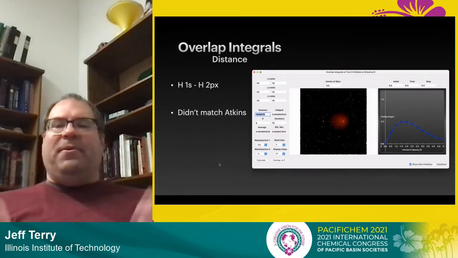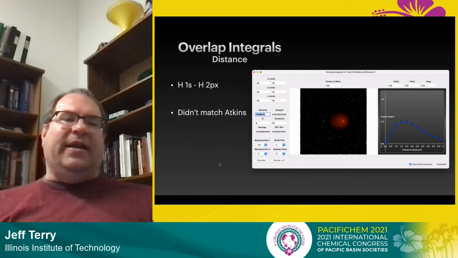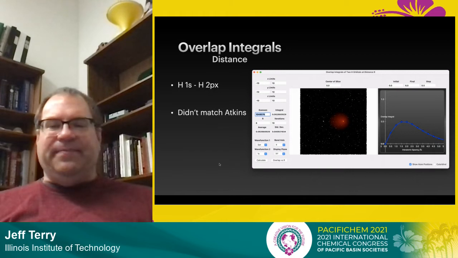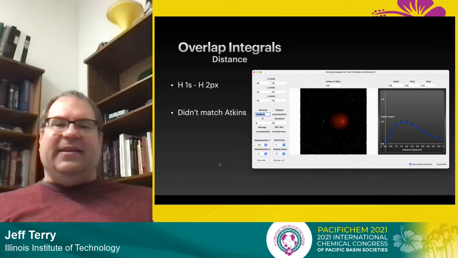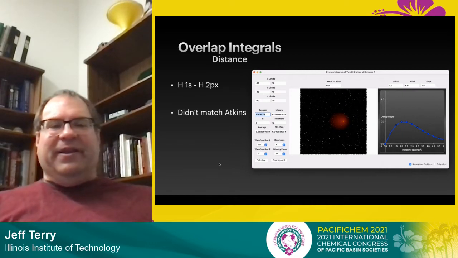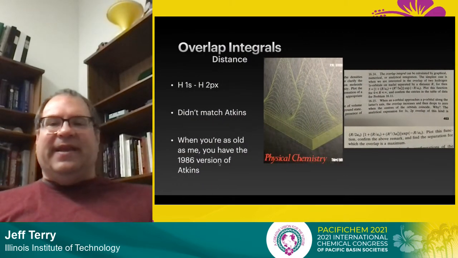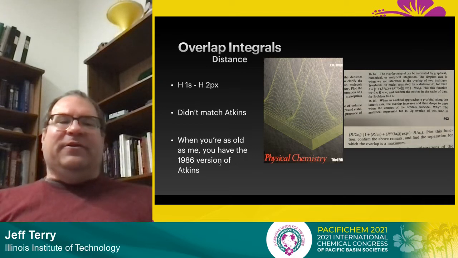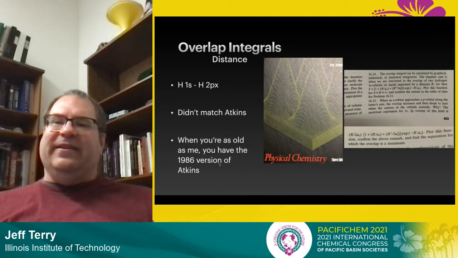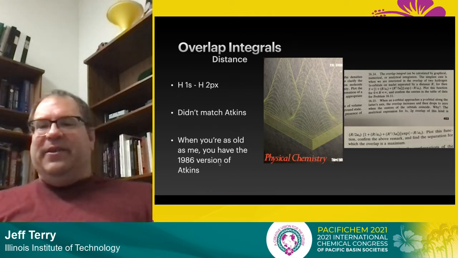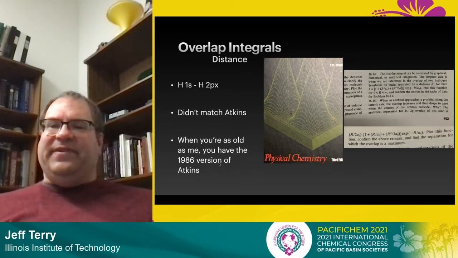Now, one problem we had was we tried to calculate what the overlap of a hydrogen 1s and a hydrogen 2px orbital was. And we did this, and we found it didn't match the formula in Atkins. This was kind of perplexing to us, and so we looked at it. So when you're as old as I am, you have the 1986 version of Atkins, and I'm not sure this is still in the newer version of Atkins. But in the third edition, it was on page 403 and 404, problem 16.15.